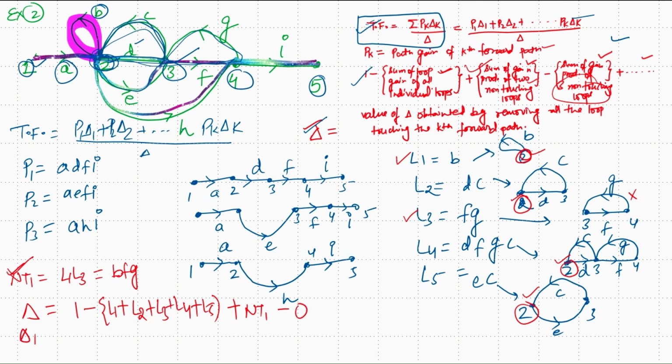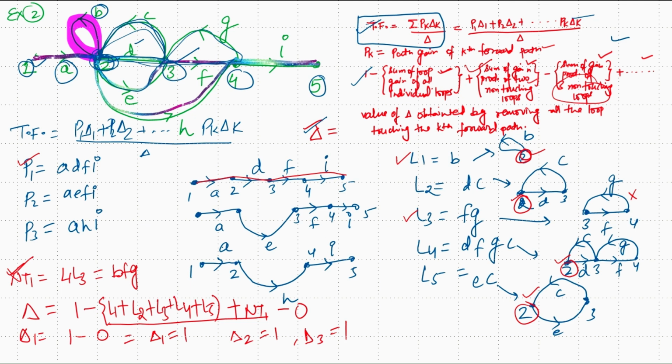The value of delta 1 is the value of delta after removing all the loop gains touching the forward path P1. So this is the forward path P1, and all the loops are touching this forward path P1. So the value of delta 1 comes out to be 1 minus 0, since all the loops and non-touching loops are touching forward path P1. So delta 1 is equal to 1. Similarly, delta 2 will also be 1 and delta 3 will also be 1, because all these paths P1, P2 and P3 are touching all the loops present in this question.